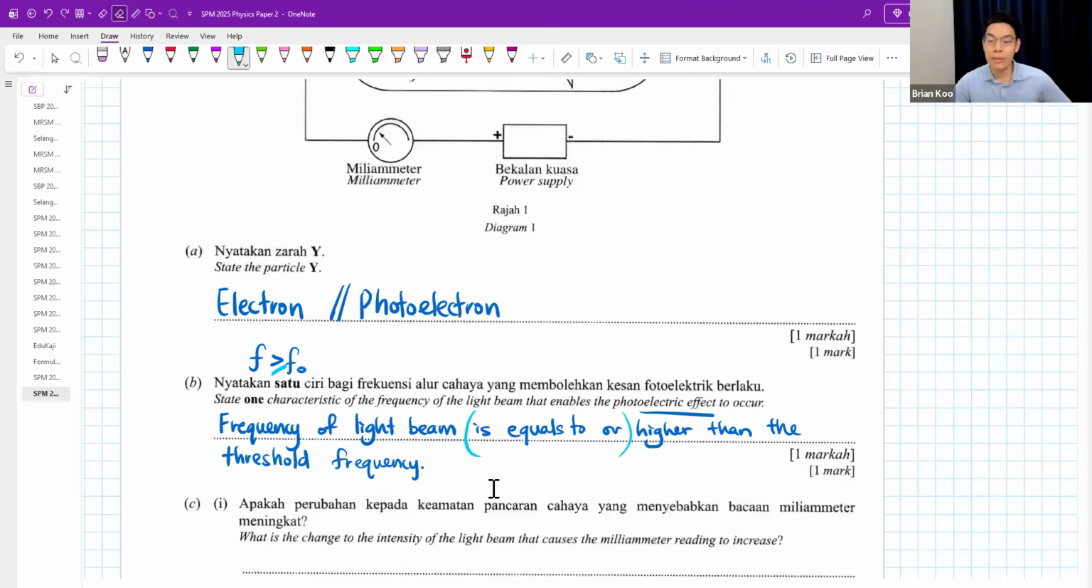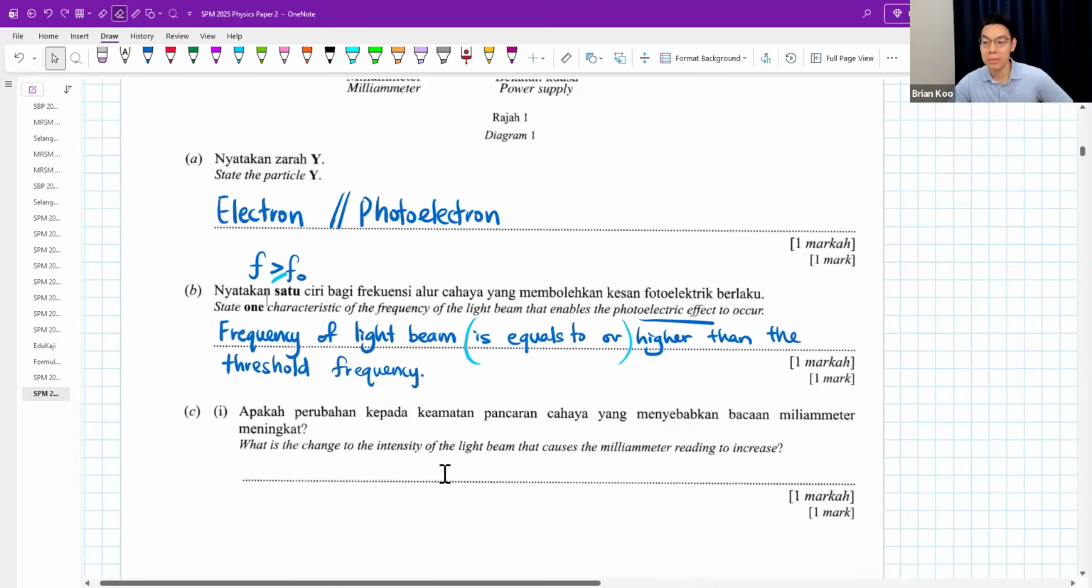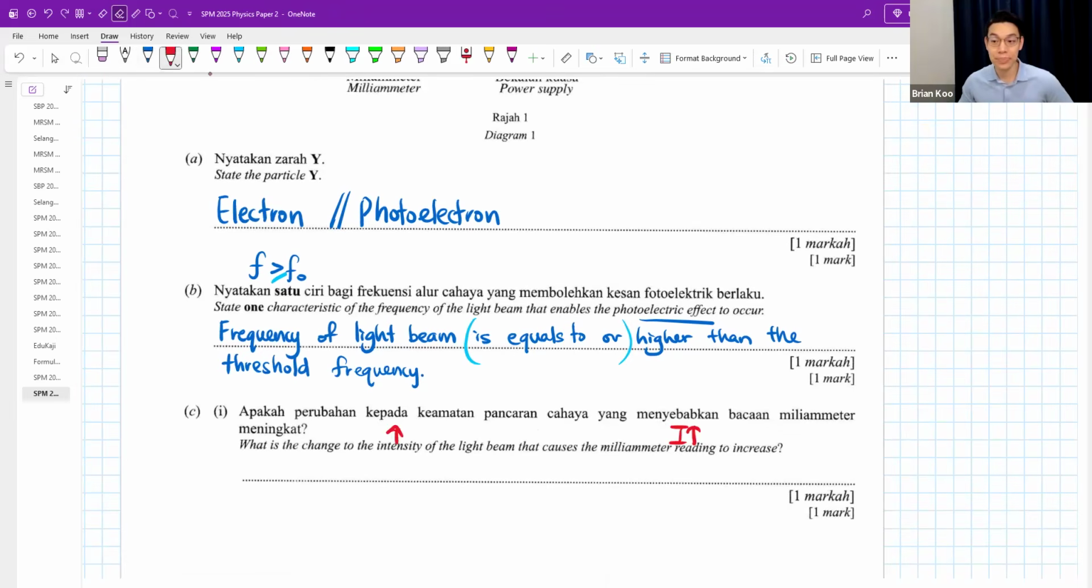Okay, then part C1, what is the change to the intensity of light beam that will cause milliammeter reading to increase? If you want current to increase, the intensity must increase. Okay, so what should you do to the intensity? You should increase it. Increase the intensity of light. Can I just say increase? Can. You don't have to write the whole thing also can. If you just say increase, also already correct.